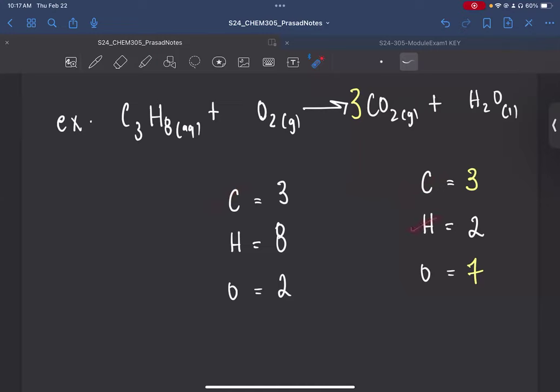Moving on to hydrogen. Currently there are eight on the left and two on the right. We just put a four in front of the H2O. This balances it. But lo and behold, again, by putting a four in front, now I'm saying that there's four more oxygens. So now in total, there's six oxygens here and four oxygens here for a total of 10. Who cares though? Carbon is balanced, hydrogen is balanced. Next up is oxygen. Let's put a five.